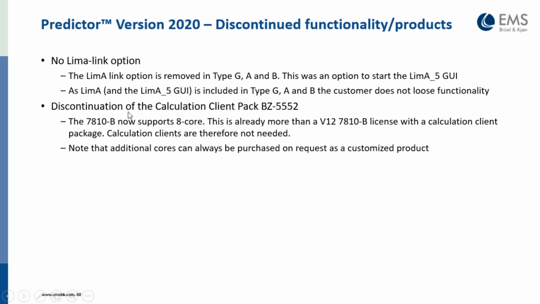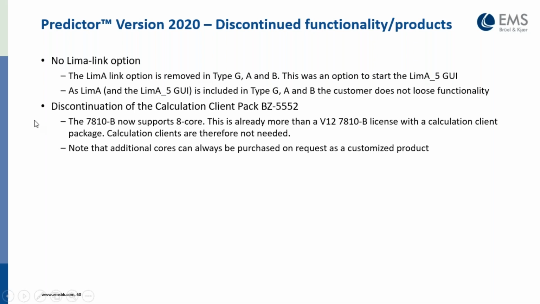We've also discontinued some functionality. In Predictor, there's no LimA link option anymore. This LimA link option is removed for types G, A, and B. And that was an option to start, in fact, the LimA 5 GUI. However, as LimA already is included in types G, A, and B, the customer does not lose this functionality. So that's also why Predictor is a smaller setup, starts quicker.